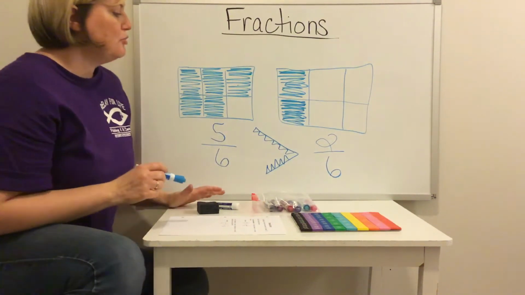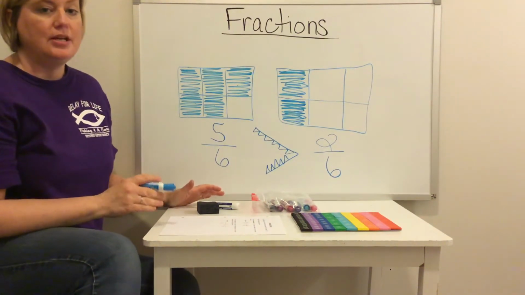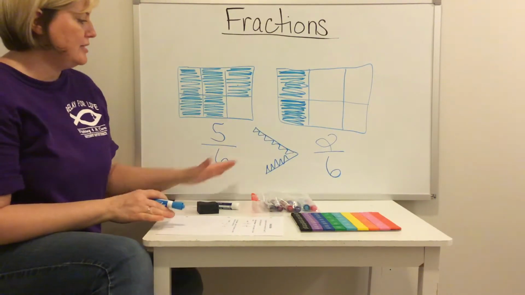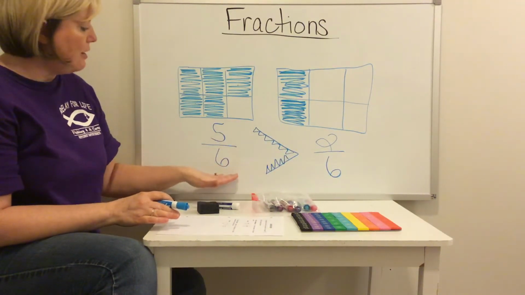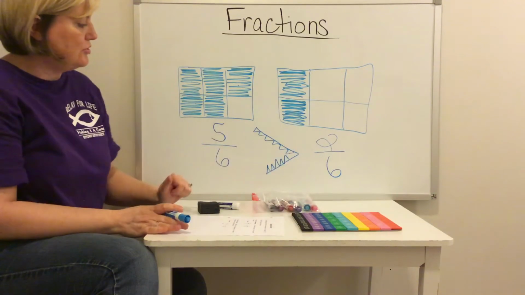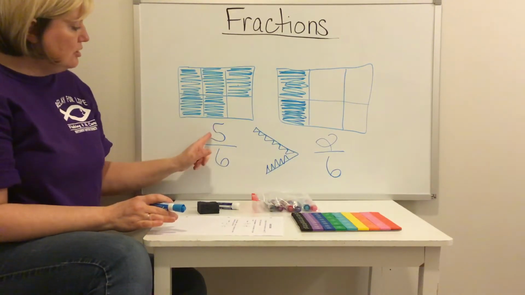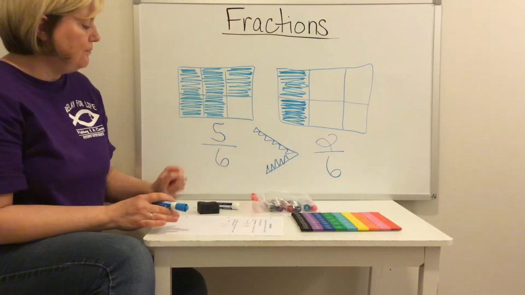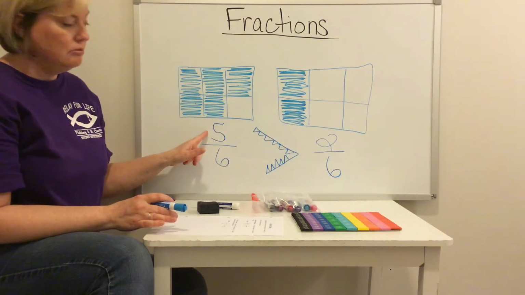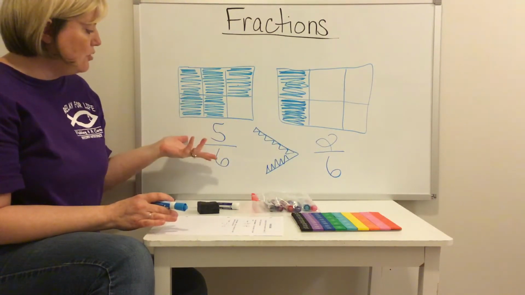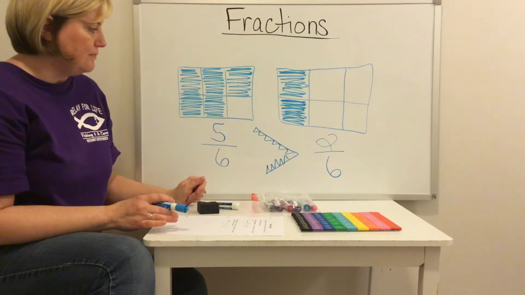So it's pretty easy to compare two fractions when the denominator is the same. If your denominators are the same numbers in both of your fractions, then you're just going to look at the numerator at the top and whichever numerator is bigger, that's going to be your overall bigger fraction.